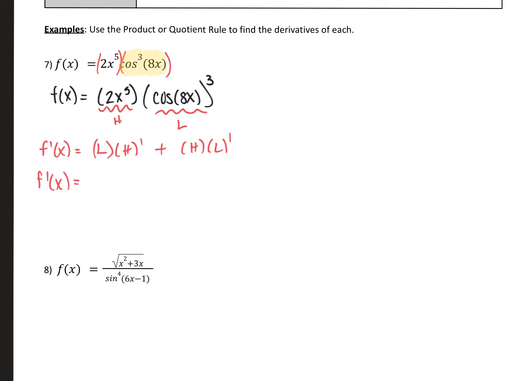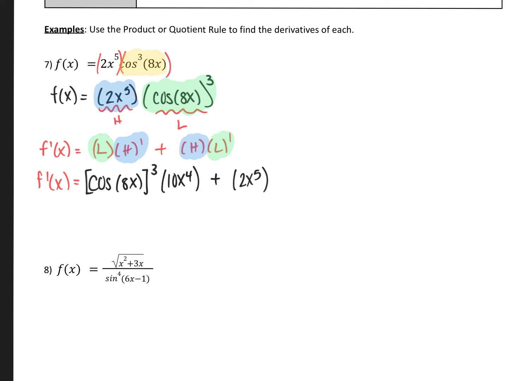So my low function is simply rewriting. We'll actually use colors. Let's use my low function to be the green. We'll put low and then d low, and we'll use blue to be my high function. So d high and then high. So low comes first, or the green. So cosine of 8x, this whole thing to the 3rd, d high, so the derivative of the blue, 2x to the 5th, the derivative of that is just 10x to the 4th. So that's low d high plus my high, rewriting the blue, and now my d low.